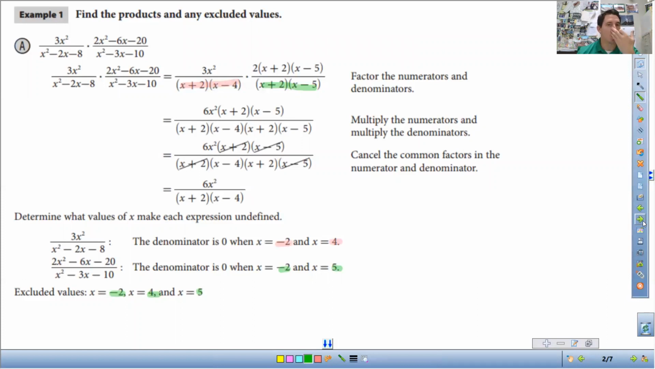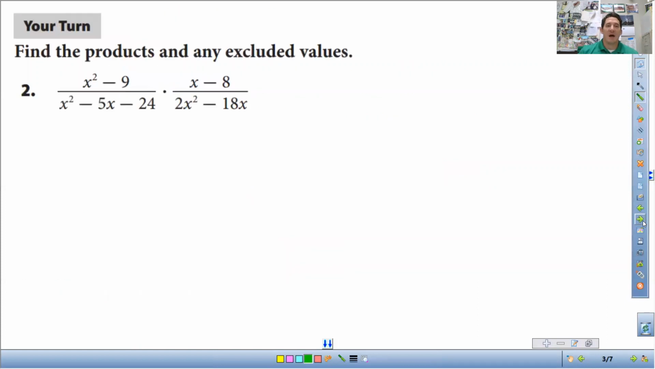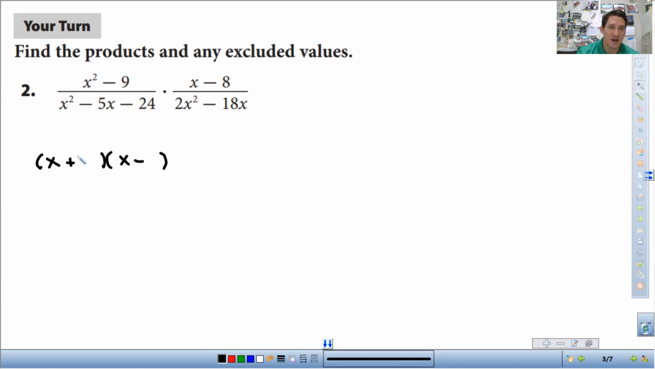All right, so let's work through an example here. We're going to simplify and find the excluded values. So a little bit different factoring on each of these. x squared minus 9. First of all, a square minus a square. This is a difference of squares. So that top one there is going to factor into x plus or minus the square root of 9, which is 3.